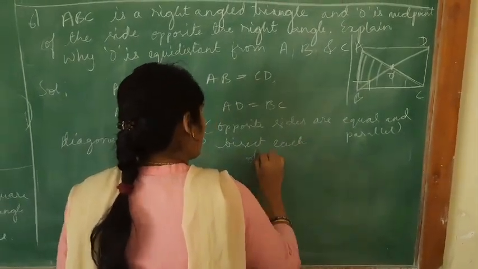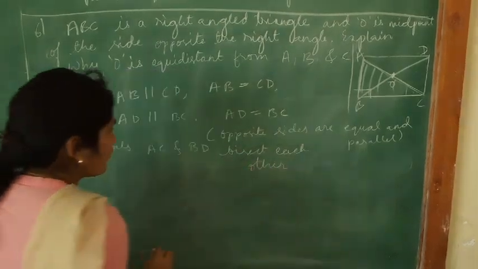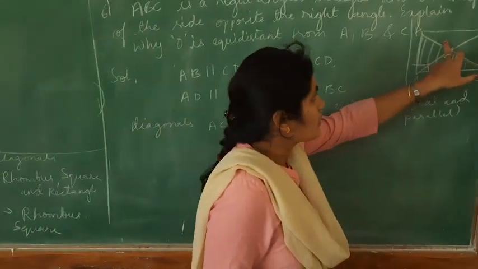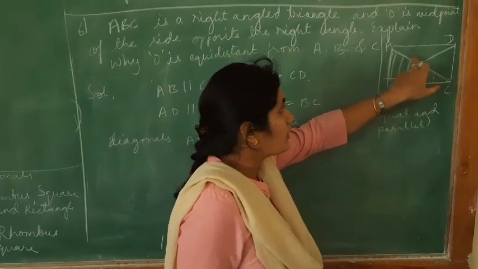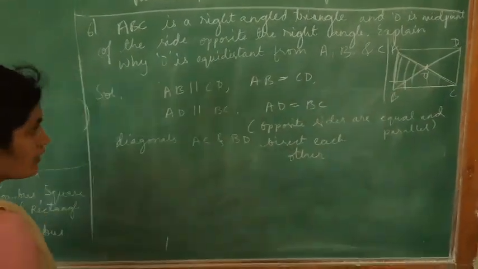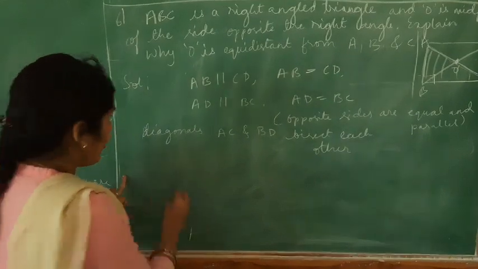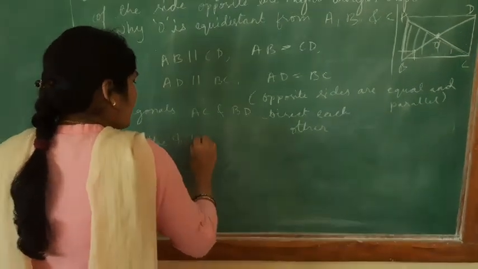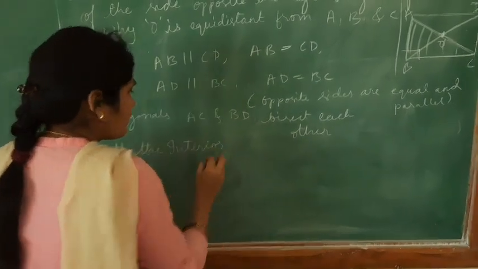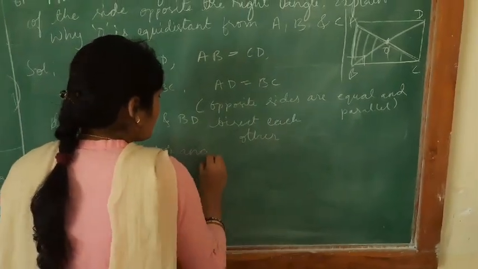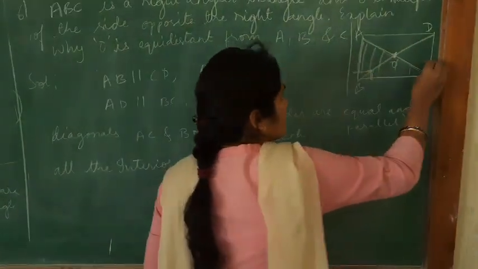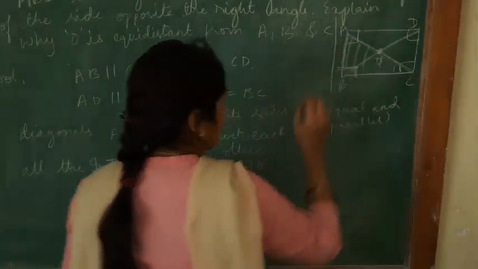The two diagonals bisect each other. That means they divide the other diagonal into two equal halves. Then all the interior angles in a rectangle are 90 degrees. Here all the angles are 90 degrees.